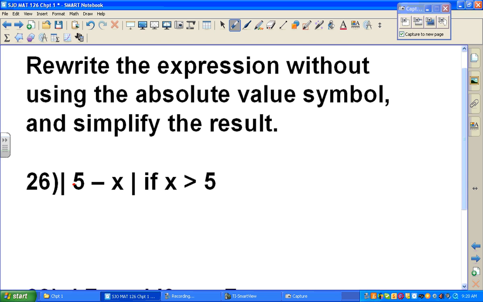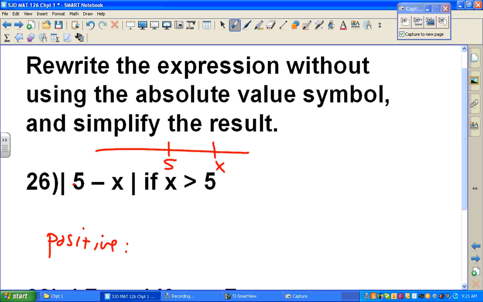5 minus x. It looks like it's on a number line, right? The difference between 5 and x. But x is on which side of 5? Right side. So x is here. So is this going to be a positive or negative number if I put in, say, 7? It's going to be negative, isn't it? Well, I need that to be a positive answer when I'm done. It has to be positive when I'm done, because when you remove the absolute value symbols, you have to have a positive number, right?